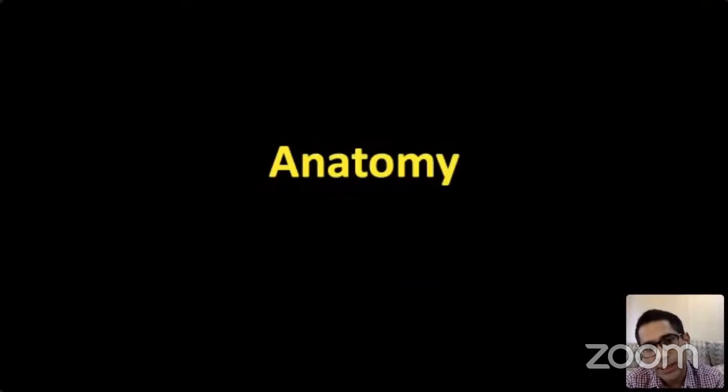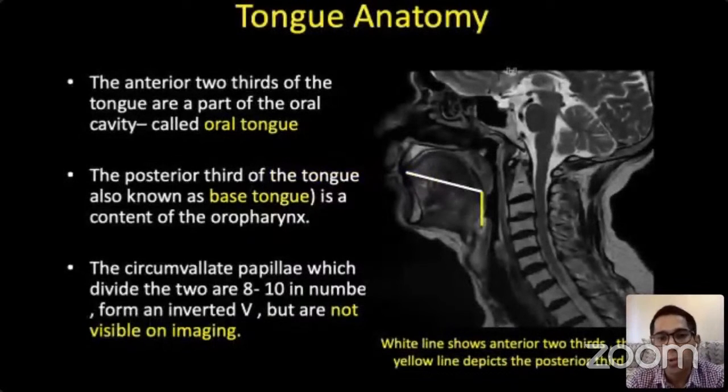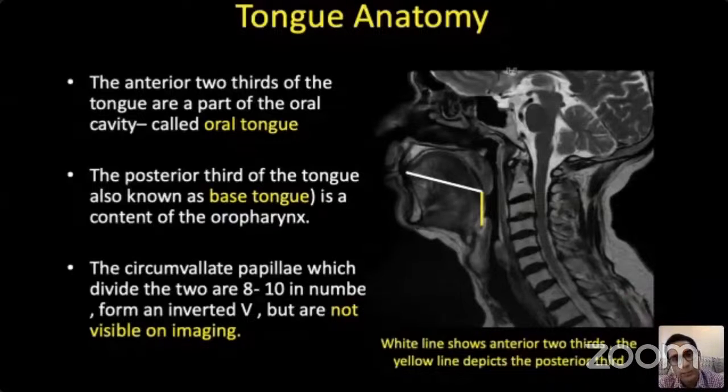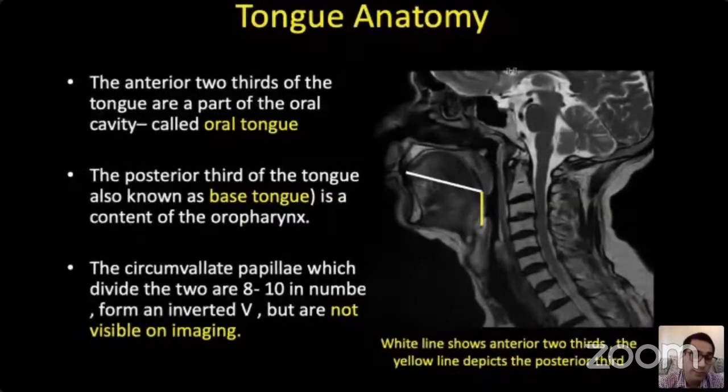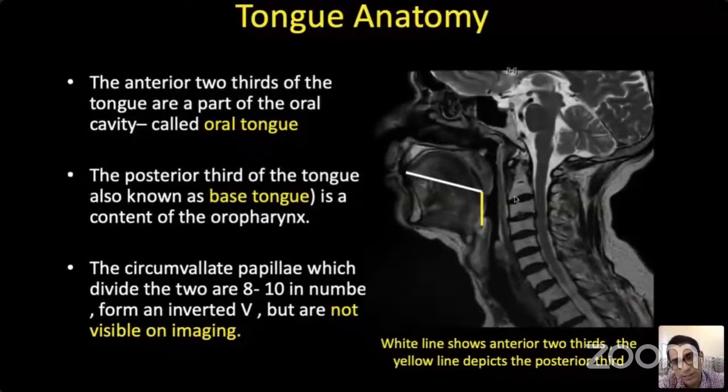We'll briefly hit on the anatomy and then we'll move on to the imaging findings. The tongue is divided into the oral and the base tongue. The division is done because the treatment of the oral tongue is different from the treatment of the base tongue. The oral tongue is treated with surgery and the base tongue is treated with chemoradiotherapy. This division is actually done by the circumvallate papillae, which are seen on clinical examination.